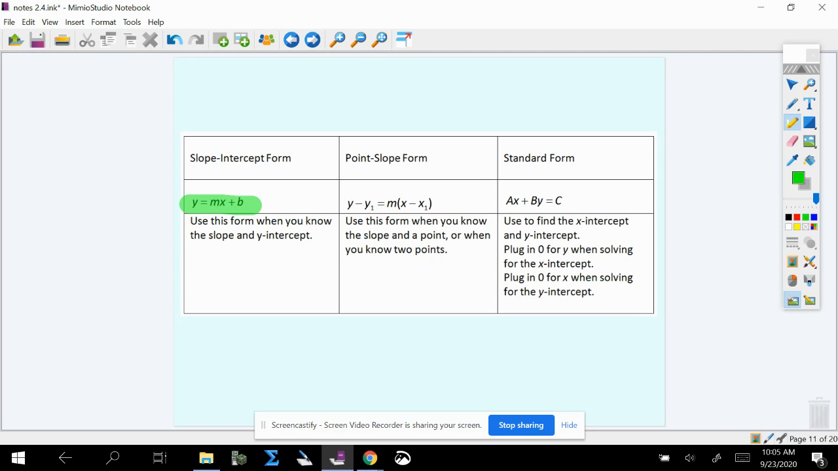The second form, the one that we used in the last lesson, is called point-slope form. This is the form that you're going to use if you have the slope and you have another point.